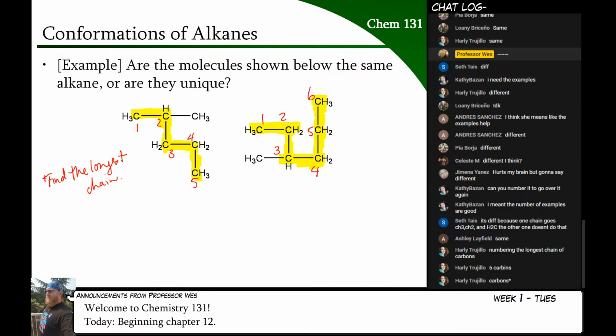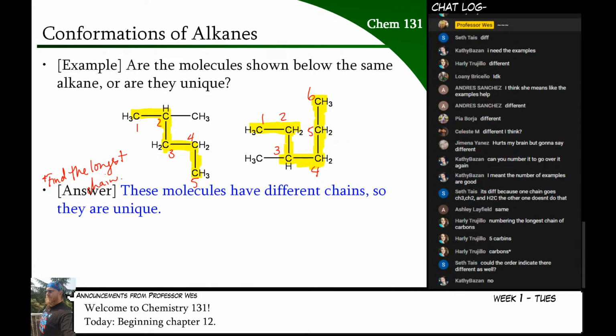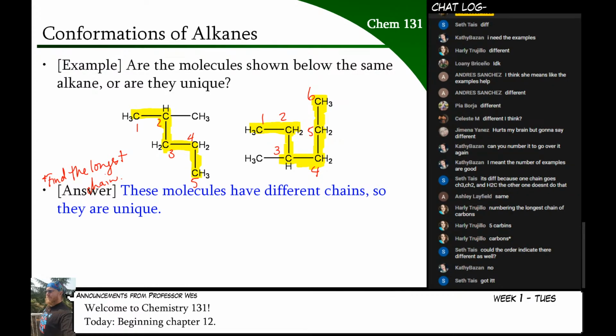In this case, I don't even need to number them in the reverse direction because they just have different numbers of carbons. 5 and 6 is always going to be different. Could the order indicate they're different as well? Well, we don't even need to get to that point because they just have different numbers of carbons. You could also say, oh, the branch occurs on 2, but it occurs on 3 on the other one. So that would help you. But the easiest way to differentiate them would be, oh, they have a different number of carbons.